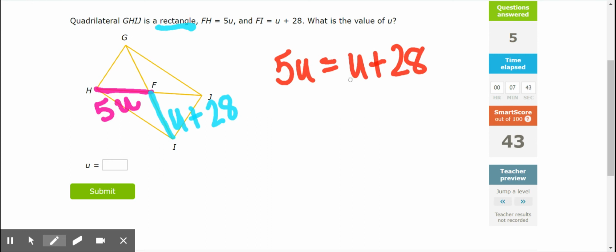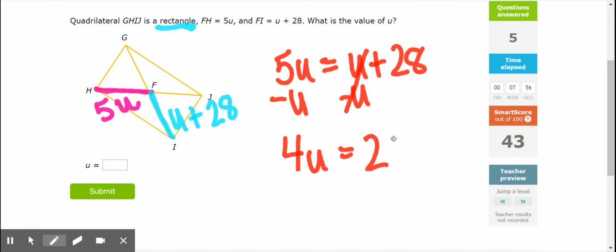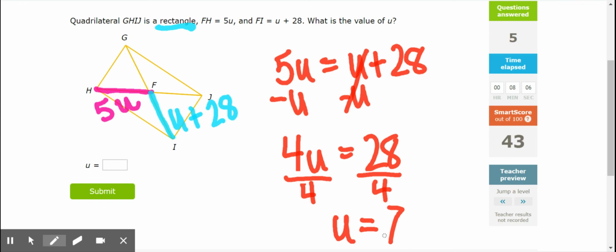So I'm putting them equal to each other. Now I've got to solve. I'm going to get both the u's on the same side. So 5u minus u is 4u, and that's going to equal 28. So I divide by 4, divide by 4. 28 divided by 4 is 7. So u equals 7. And that's what they wanted me to find. Find the value of u.